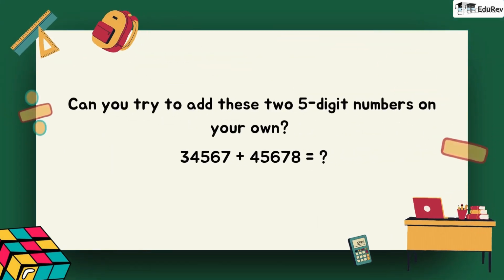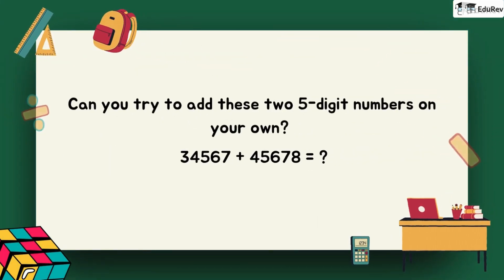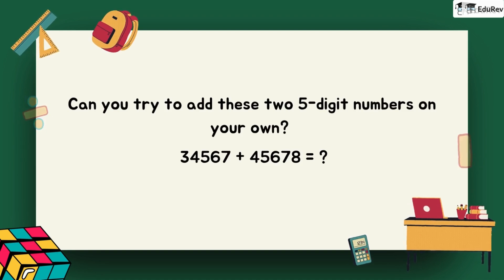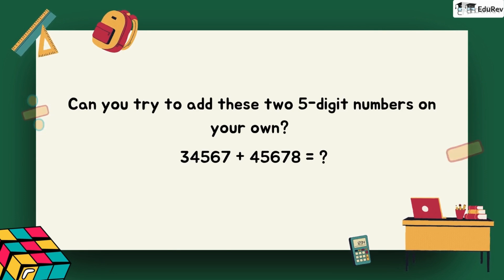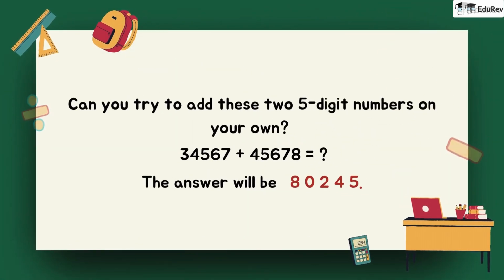Can you try to add these two 5-digit numbers on your own? 34,567 and 45,678. The answer will be 80,245.